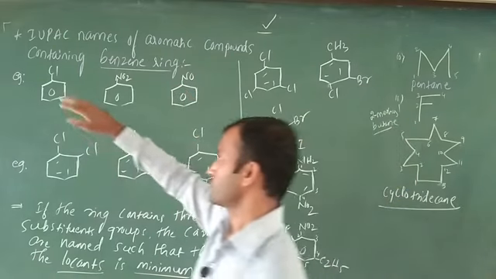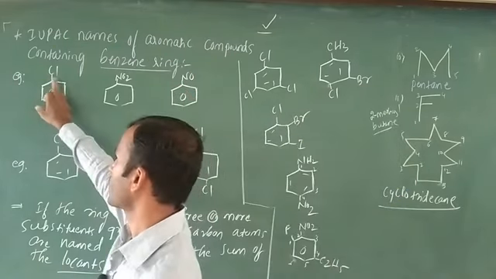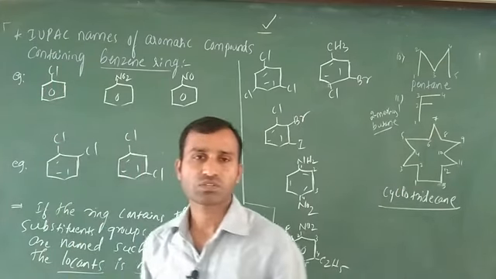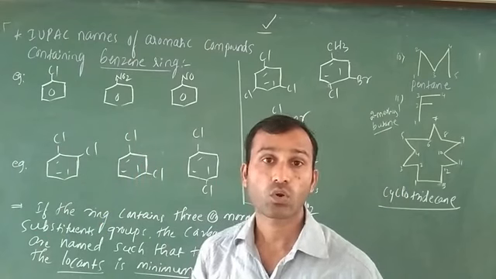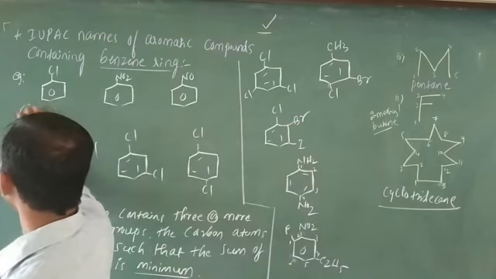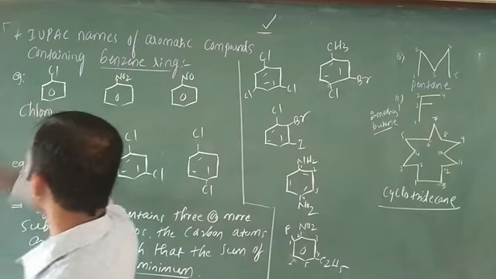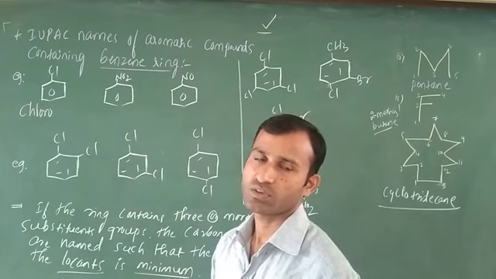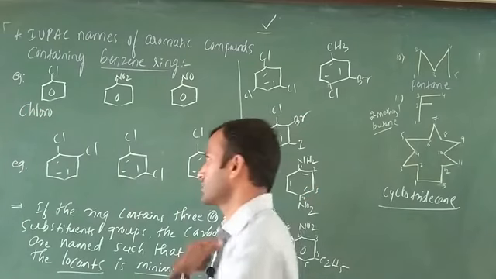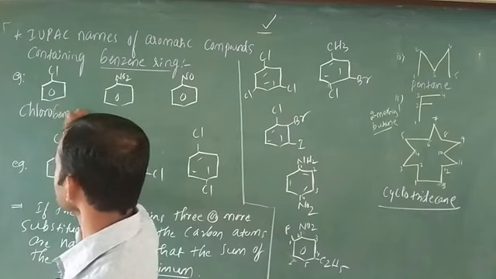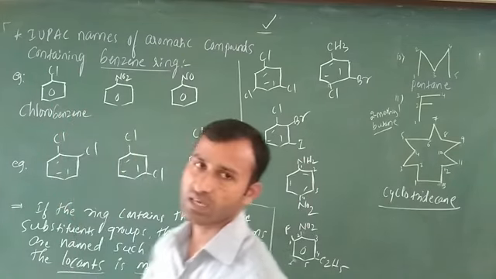Okay, here one example is there. This is benzene attached with chlorine. What is the IUPAC name of this one? Chlorobenzene. Very simple, you have to write chloro, don't write chlorine. When chlorine is attached to a benzene ring, it is indicated as chloro. The name ends with o: chlorobenzene. Chlorobenzene is the IUPAC nomenclature.